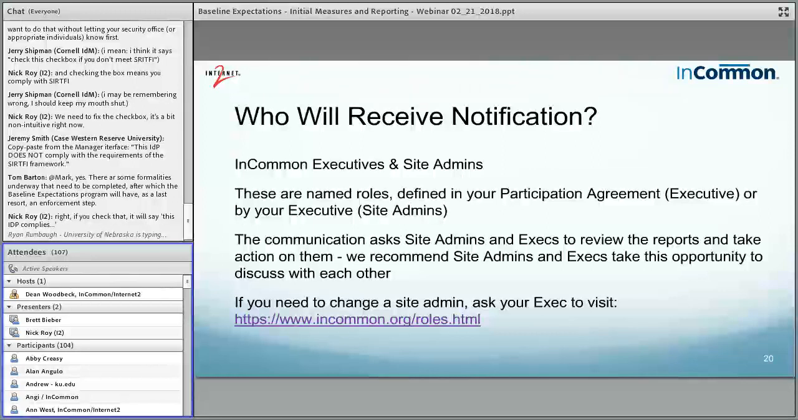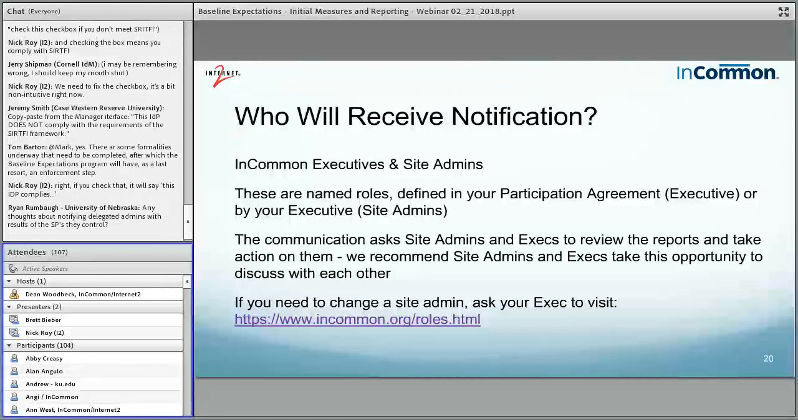In the case of the executive, the first executive that an organization names is named in that organization's InCommon participation agreement. Over time, that can change. The executive could ask to have a new executive named, say that executive is changing roles or something. But in any case, it's up to that named executive to appoint site admins, and they work with the InCommon registration authority staff to do that. At the bottom of the slide, I have a link to the website that you can go to find out more about how to change those roles.